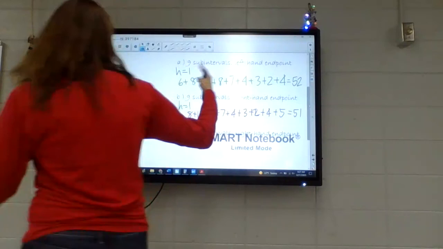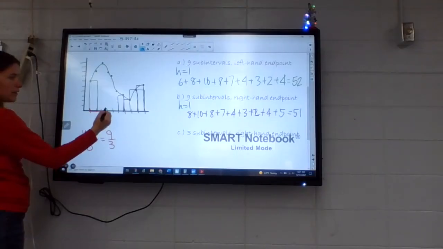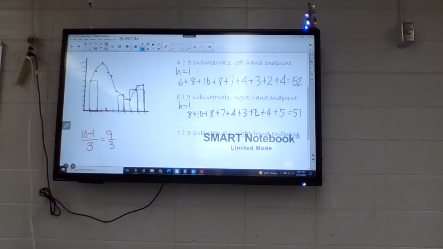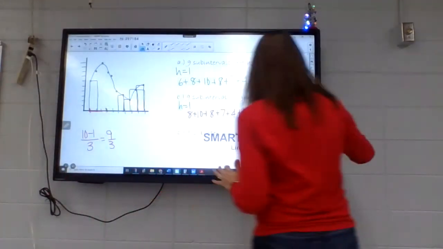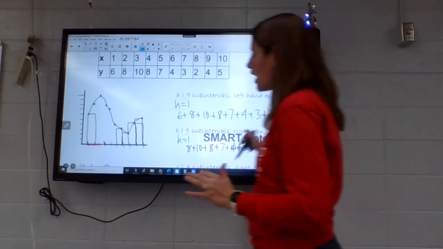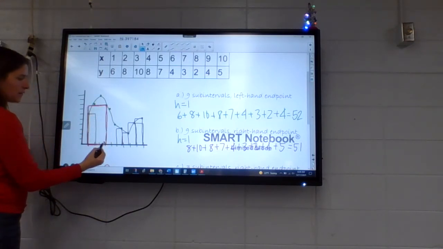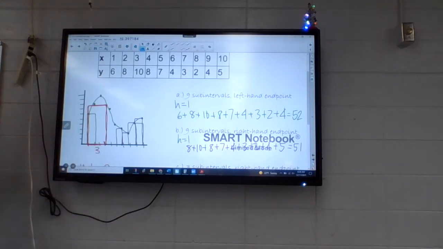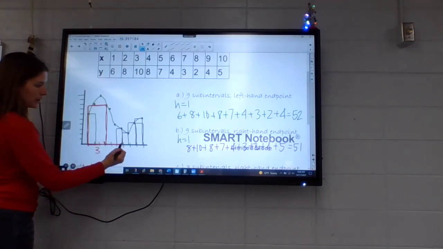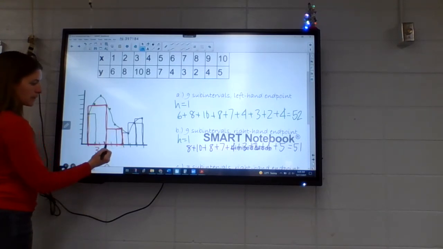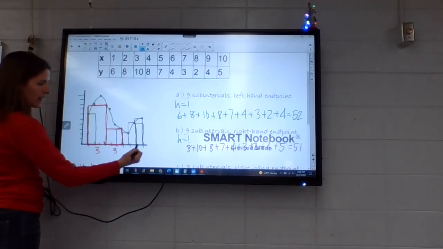So 3 units wide is going to be my first one here, and I want a right-hand endpoint. So I'm going to go up to 4. My graph, I just want to make sure. So I'm going to go up. My first rectangle is going to look like this, so it's going to be 3 wide. My next one needs to be 3 wide, and again, I'm using a right-hand endpoint. So my little rectangle there. And then my last one.